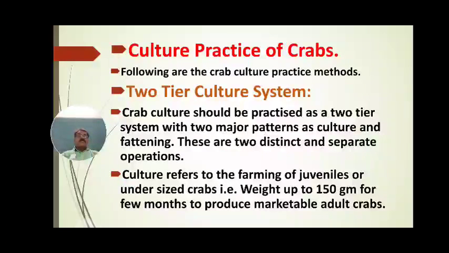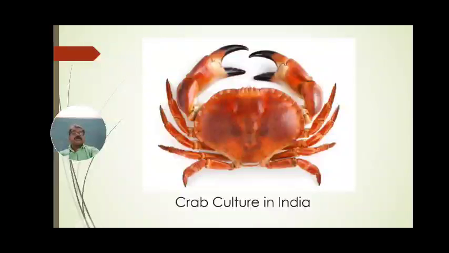Culture refers to farming of juveniles or undersized crab. That is, undersized crab means the weight of the crab is up to 150 gram, reared for a few months to produce marketable adult crab. That's why these two methods are to be adopted. Crab culture in India, see in the figure.